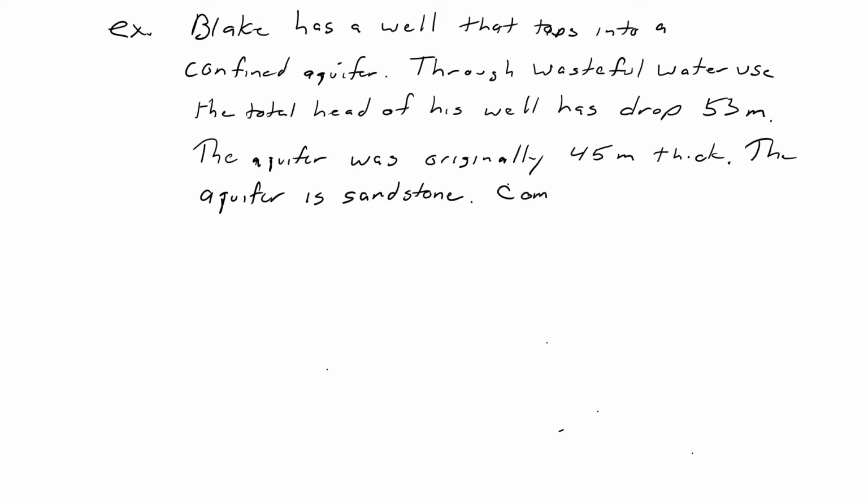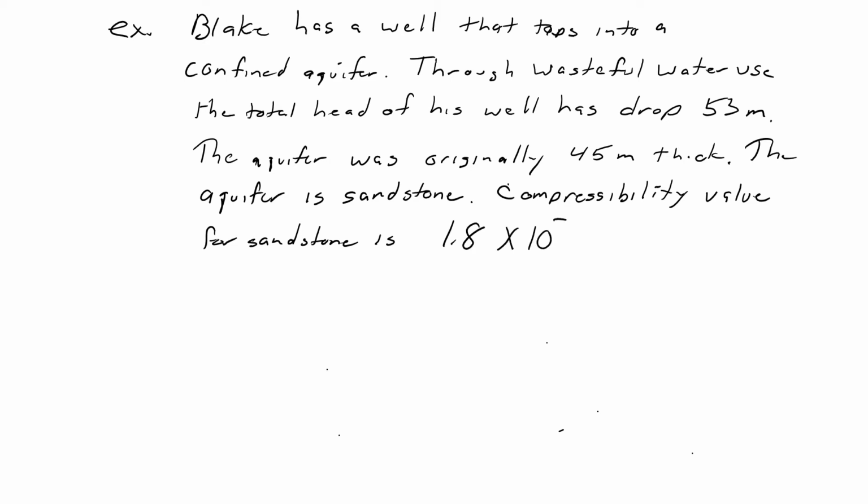Now you can look some of these up online in hydrology books. People have looked at the compressibility values for different rock types, and a common compressibility value for sandstone is 1.8 times 10 to the minus 8 meter squared per Newton. Pretty small value, right?